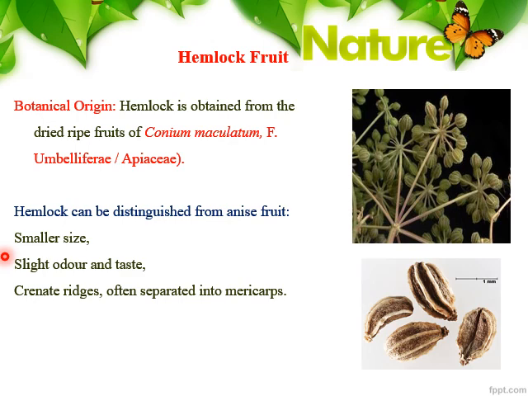We can differentiate between hemlock or conium and anise by addition of sodium hydroxide. If a mice-like odor develops or appears, this is hemlock. If there is no odor of mice and we still have the aromatic odor, this is anise. Conium is similar to anise, as we said, but it is smaller in size. The taste and odor are absent. The ridges are crenate and usually separated into two mericarps.